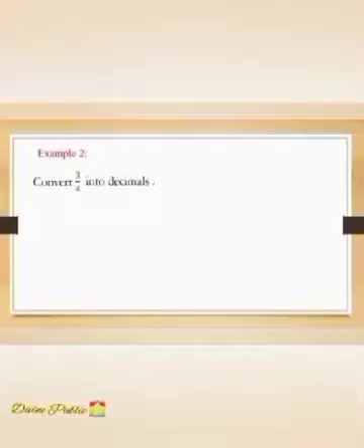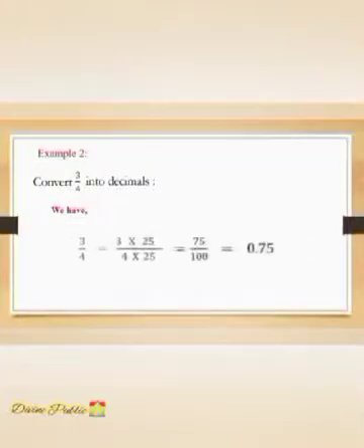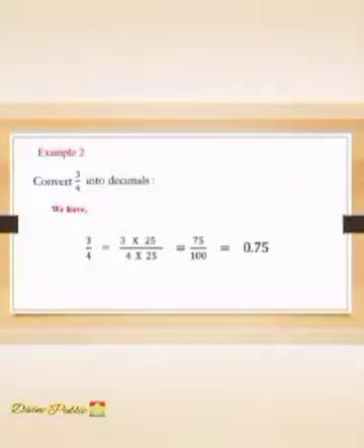Example 2. Convert 3/4 into a decimal. Here we will make 3/4 into a decimal fraction, which means we will convert the denominator into a multiple of 10. So we will get 3/4 equal to 75/100, and when we convert this number into a decimal, we will get 0.75.